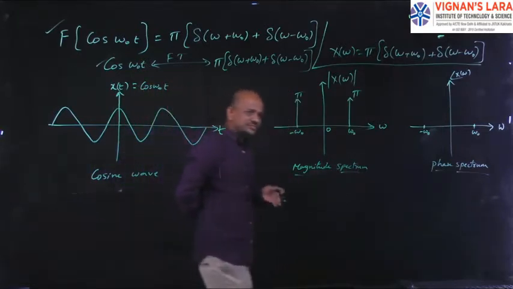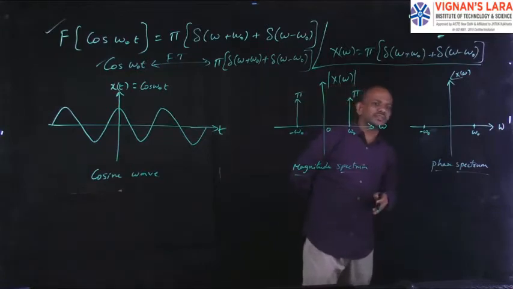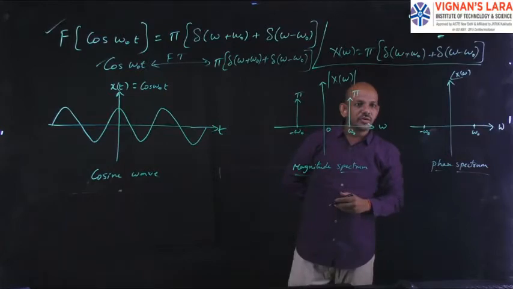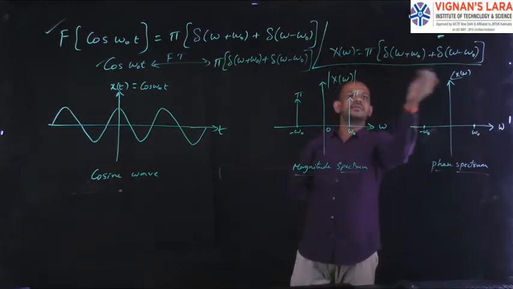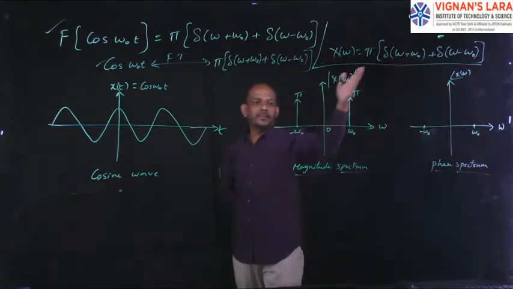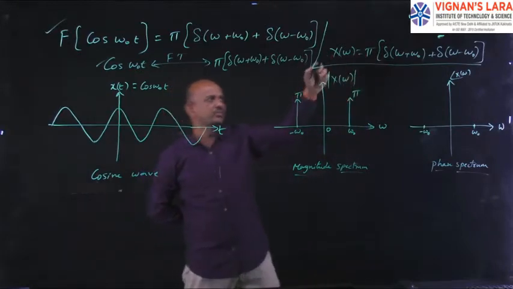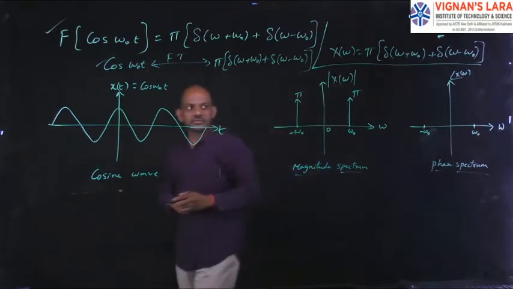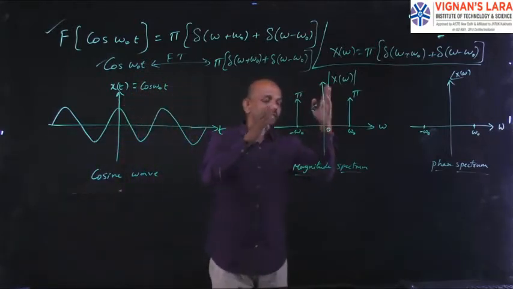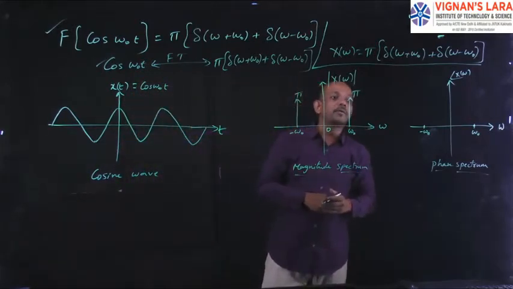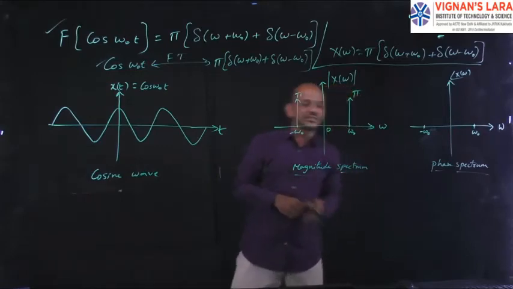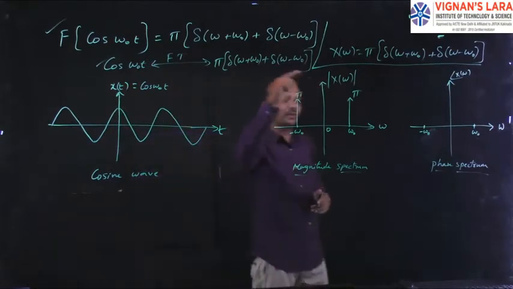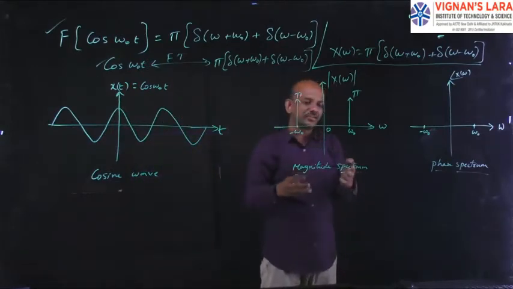Magnitude is the square root of real part square plus imaginary part square. Here we have only real parts, so the magnitude is the square root of the real part square. Square root and square cancel, so I will get the magnitude. Then I have to plot the graph with respect to ω. The plot of ω versus magnitude of X(ω) will give the magnitude spectrum.